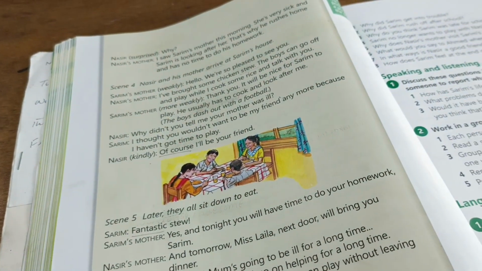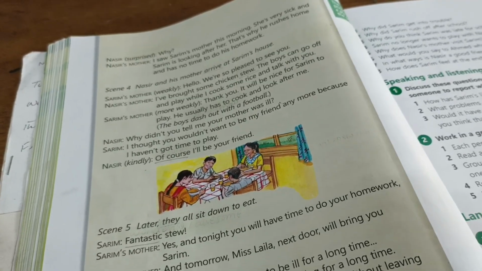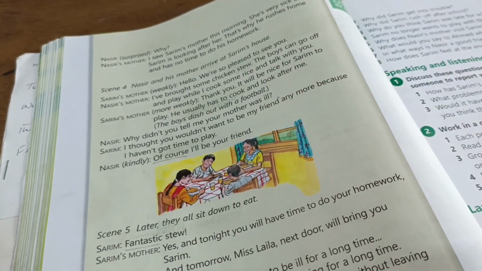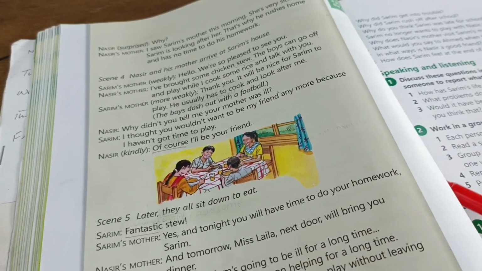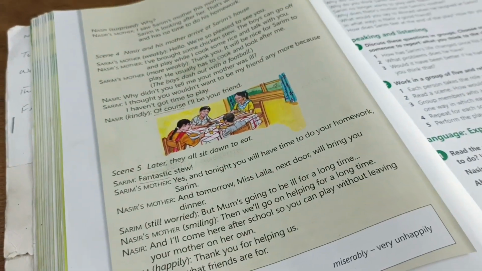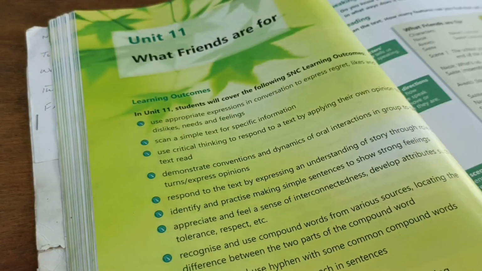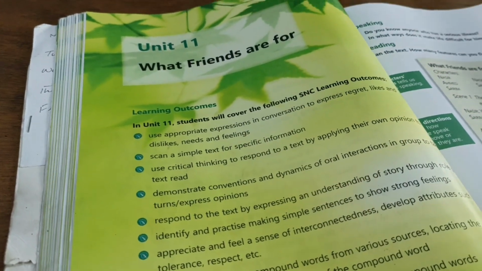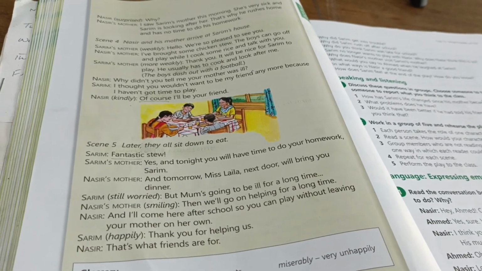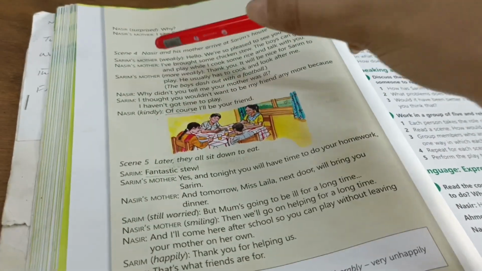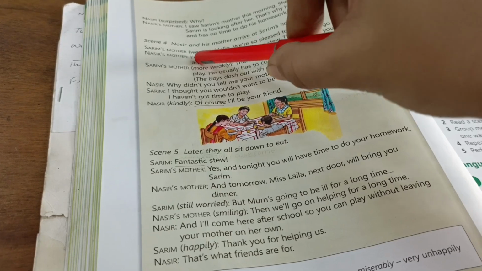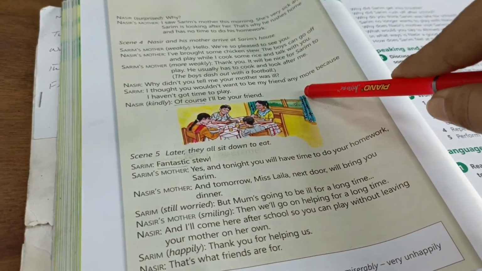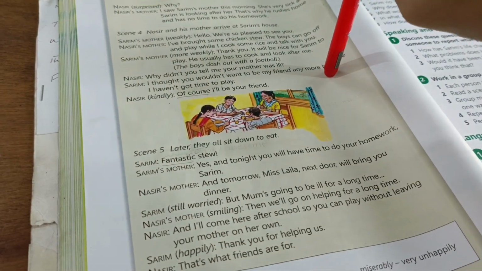In scene 4, we have got to know that Sarim's mother and Nasir's mother are talking while they're cooking, and Nasir and Sarim are sharing their views, and they are playing what? Football. Now we get to know what the chapter says, what friends are for. It means, what are friends for? Now you can see what friends are for. Nasir is consoling Sarim. Nasir's mother is helping Sarim's mother. She is cooking for them. And Nasir is consoling Sarim: I will be your friend. You need to discuss it with me. You need to share it with me. You need to tell me.